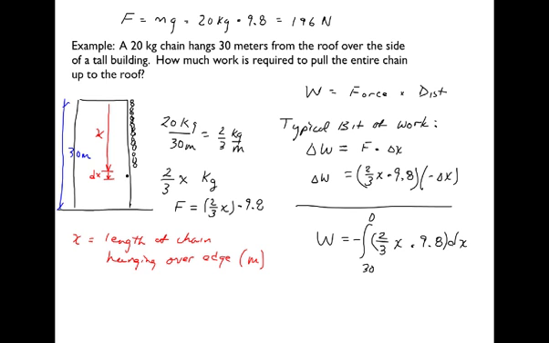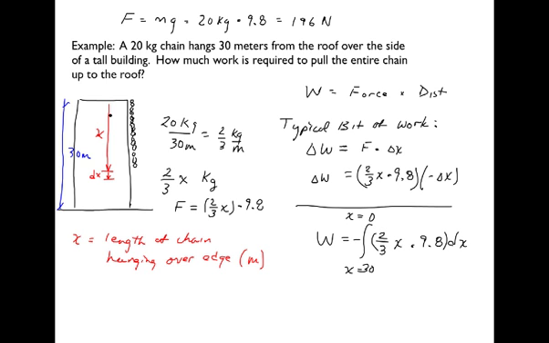Okay, so I think I found the explanation. We're integrating from 30 to 0 because when you start pulling, x is 30, and when you're done pulling, x is 0. If you want to do it that way, when you start pulling there's a length of x, 30, hanging over. When you're done pulling, there's 0 hanging over. So that would be integrating from 30 to 0.